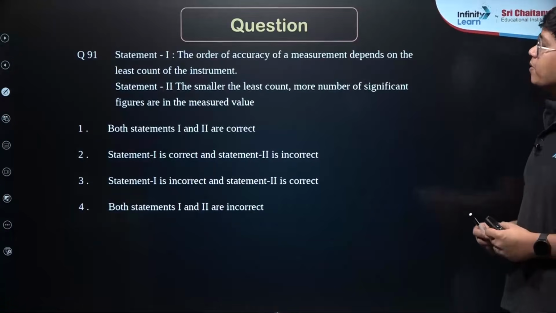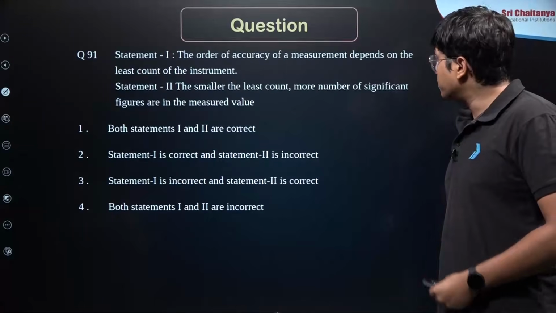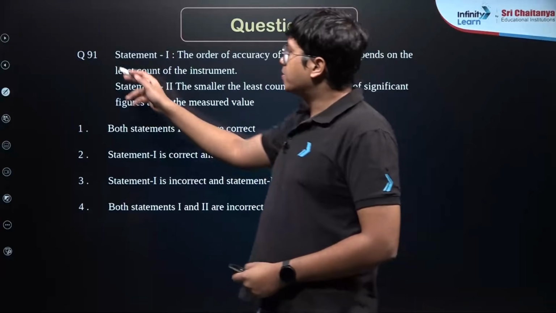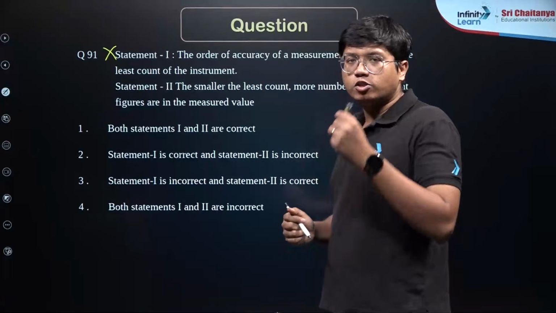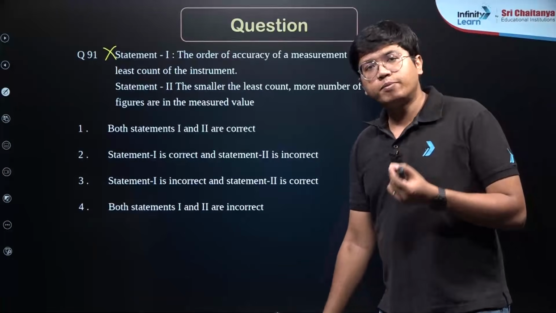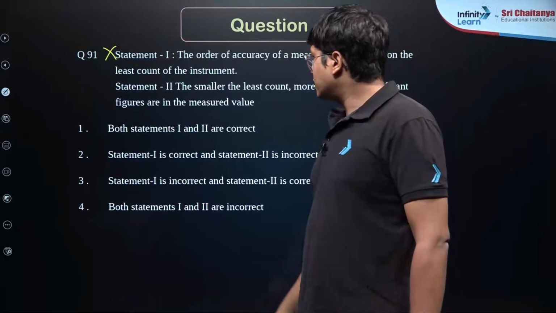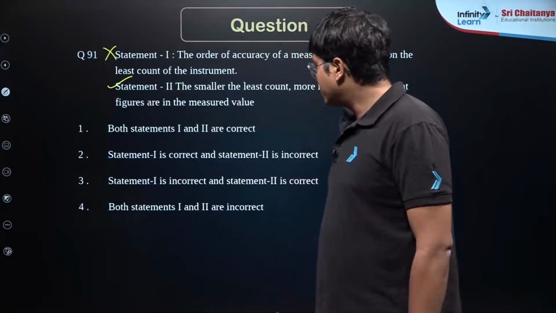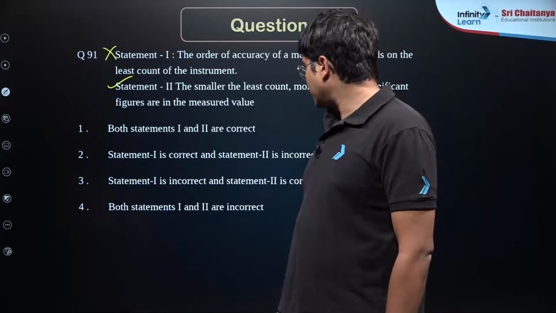First one says, statement 1, the order of accuracy of a measurement depends on the least count of the instrument. This is an incorrect statement because we know accuracy just depends on how close the reading is to the actual value. The least count controls the precision of the instrument. Next, the smaller the least count, more number of significant figures. That is a correct statement. So statement 1 is incorrect, statement 2 is correct.